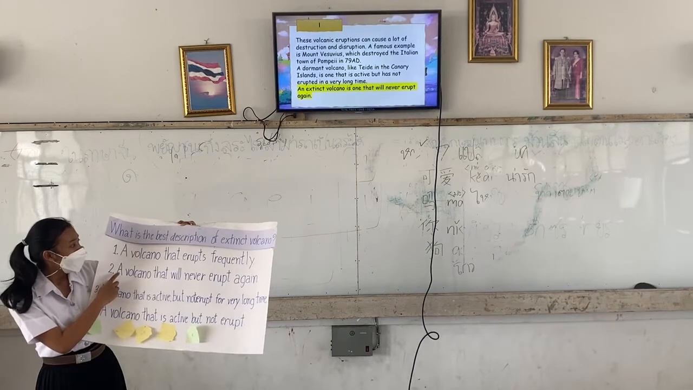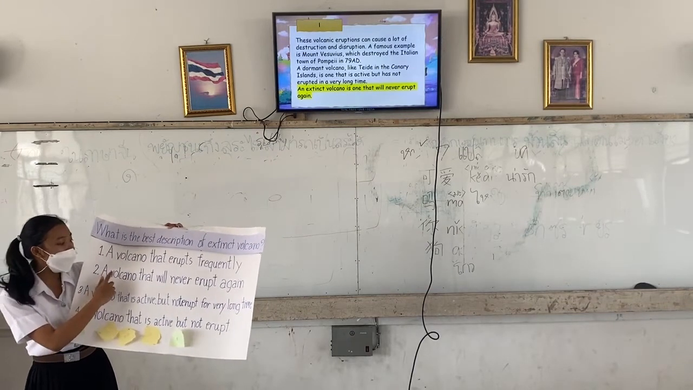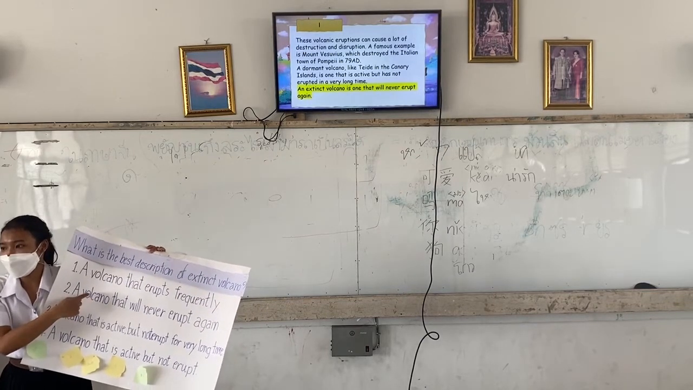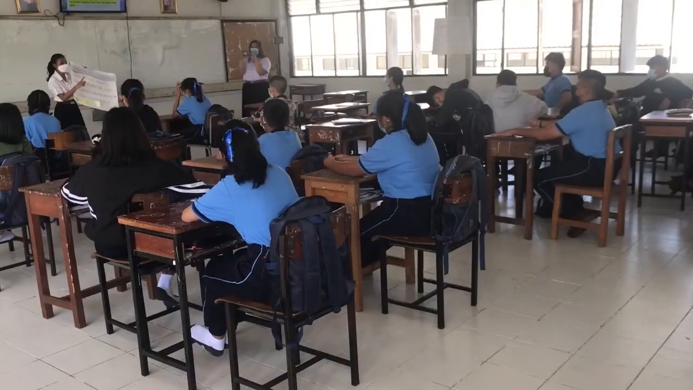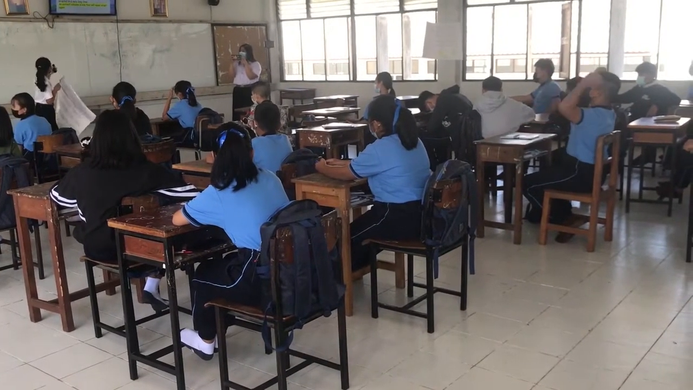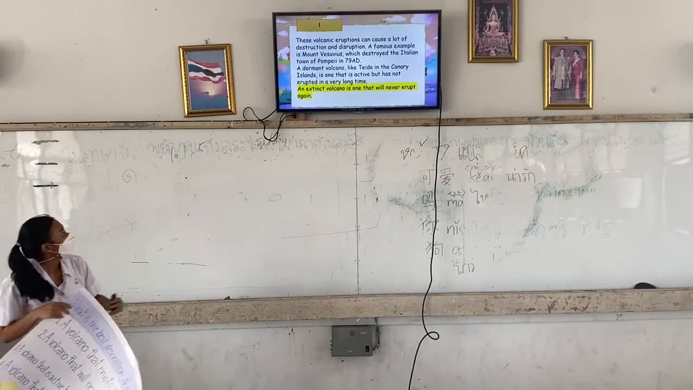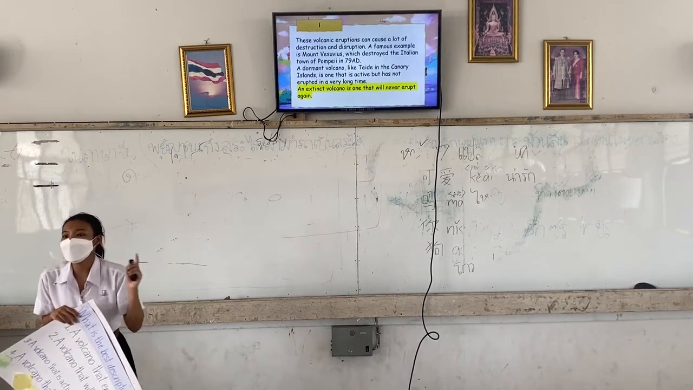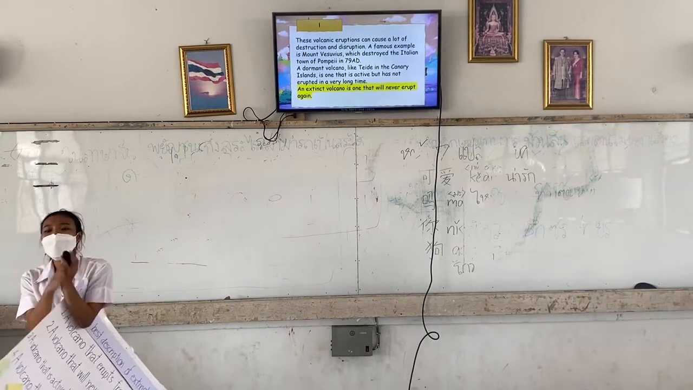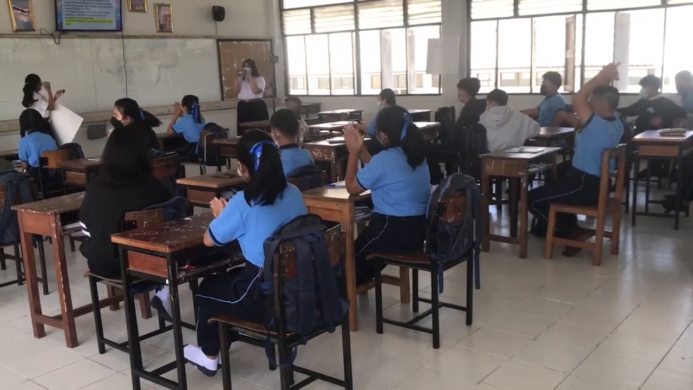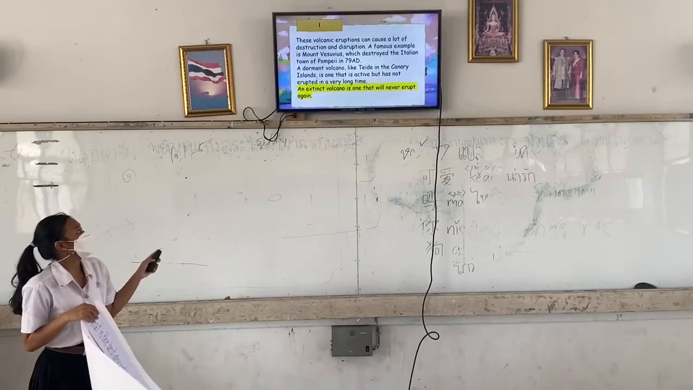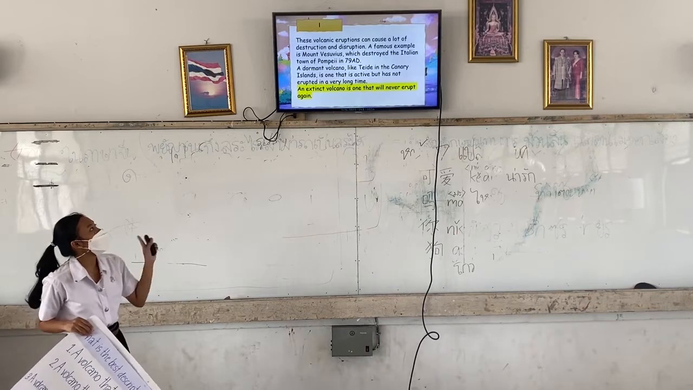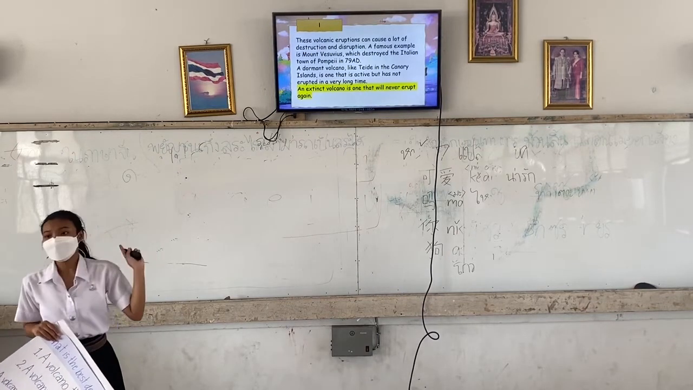Let's see. Extinct volcano, a volcano that will never erupt again. True or false? Number 2. True or false? True. Okay, let's see. An extinct volcano is one that will never erupt again. It's true. Okay, give yourselves a hand. Yes, an extinct volcano will never erupt again. Okay. An example of this volcano is the 3D volcano.